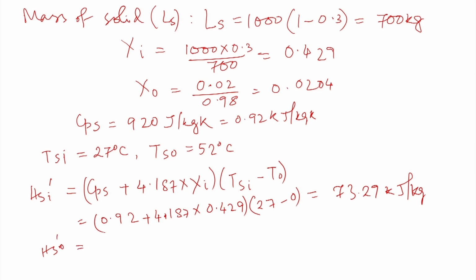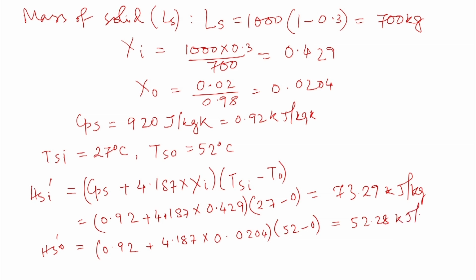Now the enthalpy of the solid leaving the dryer, Hs out prime, is calculated in the same way, but the moisture content is different. We will calculate it like this: 0.92 plus 4.187 into 0.0204, that is the x out, into temperature 52 minus 0. So that enthalpy value will be 52.28 kilojoule per kg.